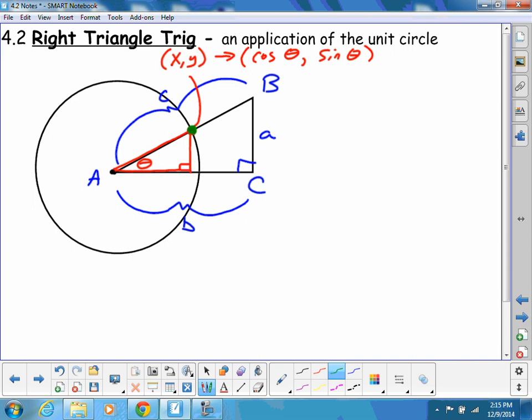So when I look at my two triangles, my triangle ABC, the big triangle, and that smaller right triangle, I notice that those two triangles are similar. I think about my time in geometry, and I can say triangle ABC is similar to the unit circle triangle.